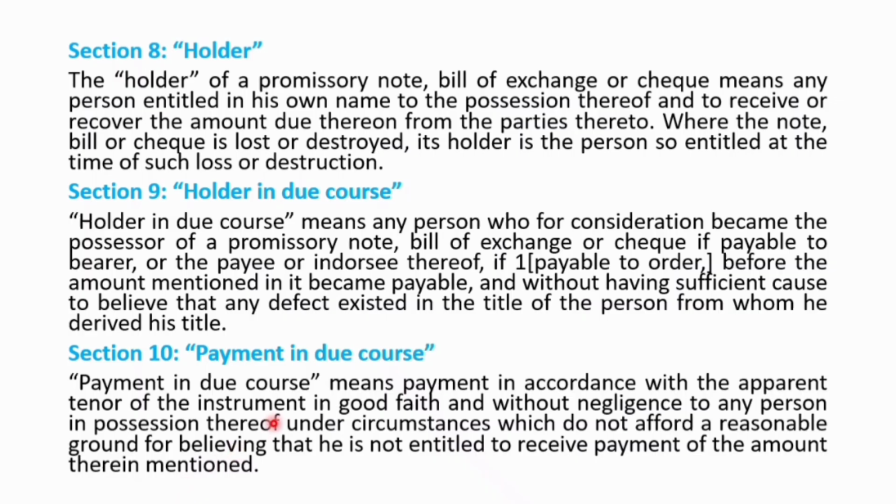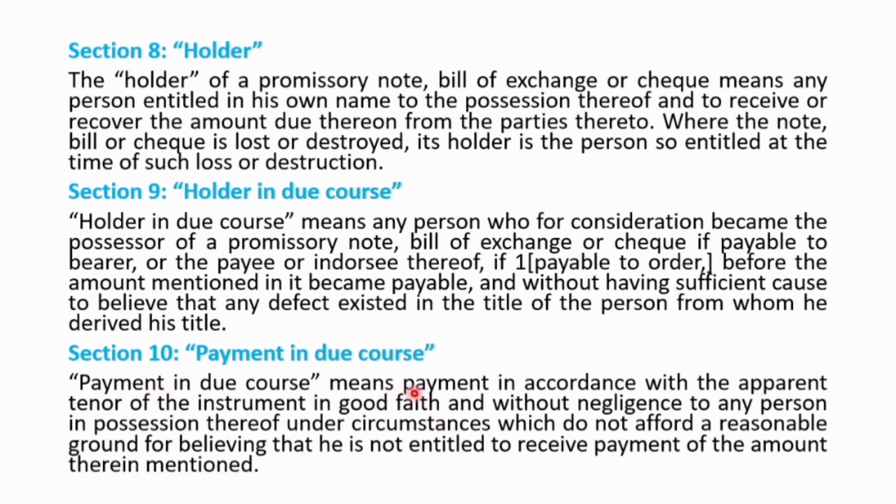Then moving on to the payment in due course. So if the payment is made according to the terms which are very much apparent from the instrument, and also in good faith, if the payment is made without any negligence but to the right person who is mentioned in the instrument, then that payment is said to be the payment in due course. Okay, now let's move to the wordings.